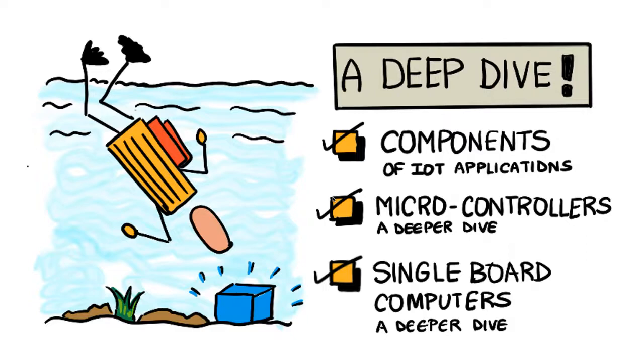We're going to look at the components of an IoT application, how you would put together an end-to-end IoT solution. We're also going to do a deeper dive into microcontrollers, talk a bit more about the hardware and how this all works. And then we're going to do another deeper dive into single board computers, the Raspberry Pis of this world, just to get a better understanding of the hardware that is being used.